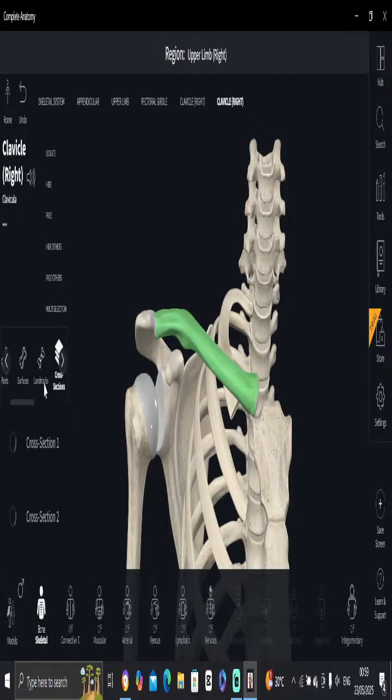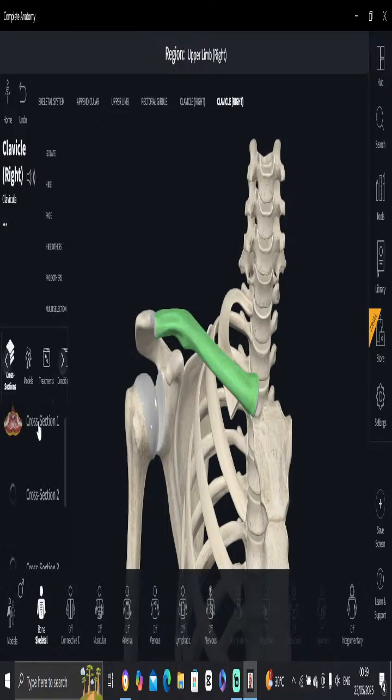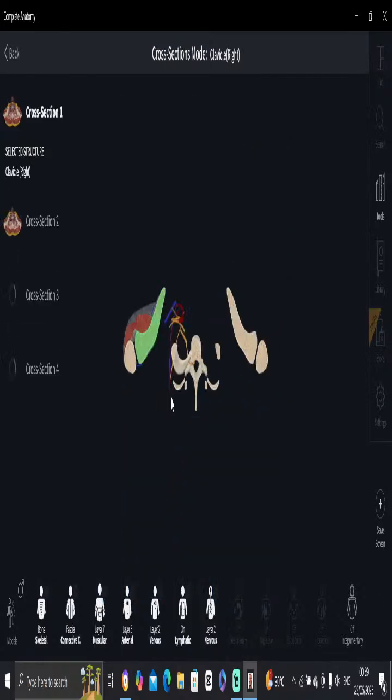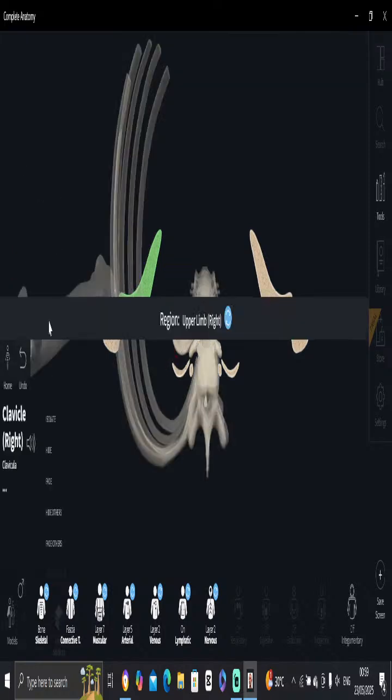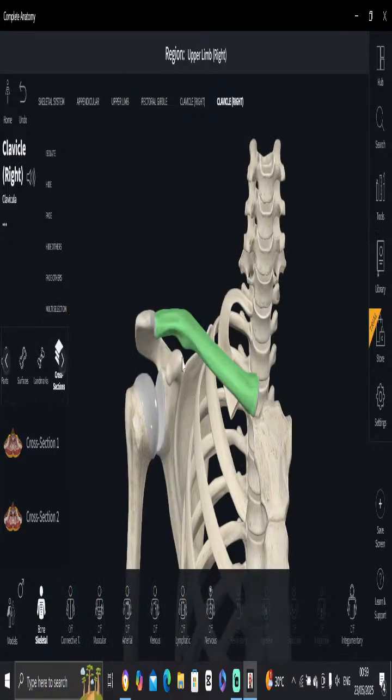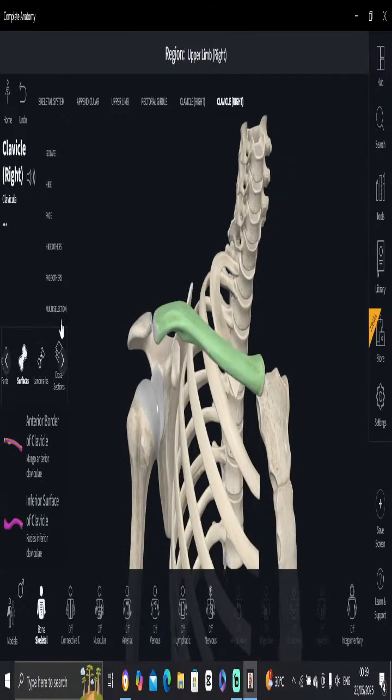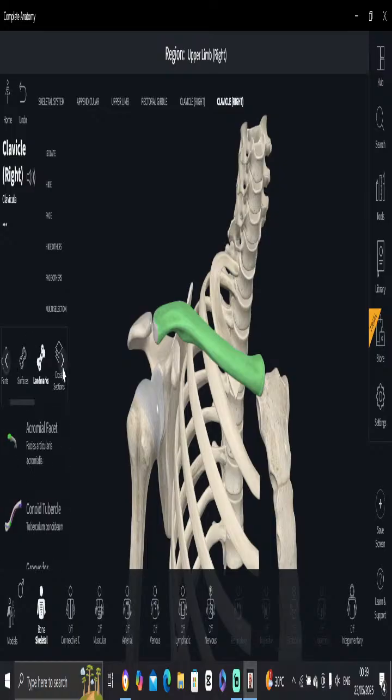I'm trying to load the cross section, but we're having challenges with the network. I'm trying to see the cross section in the body while going through the models, but I'm having issues with it for now, so we'll stick to the gross anatomy. So basically that's the anatomy of the clavicle.